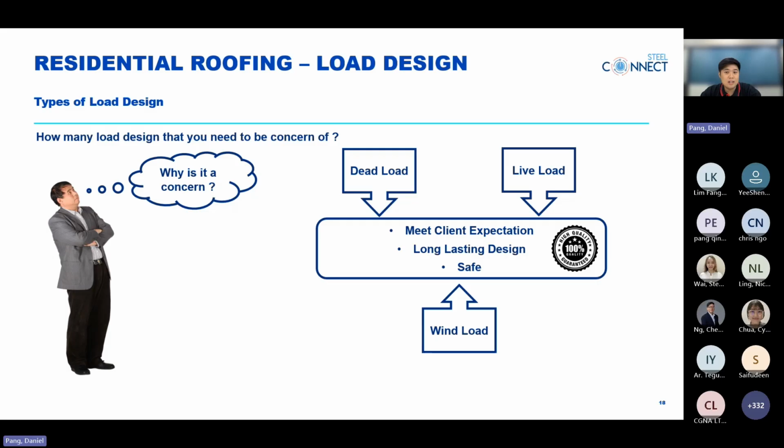But back to the question, why is it a concern? In roofing, we need to consider load design because it will affect the long-term durability of the roofing. So at the top, we have two loads that are pressing on us, which are dead load and live load. While at the bottom, the one that everyone is familiar with is actually wind load. So in this chapter, we will explore each and every one of them.